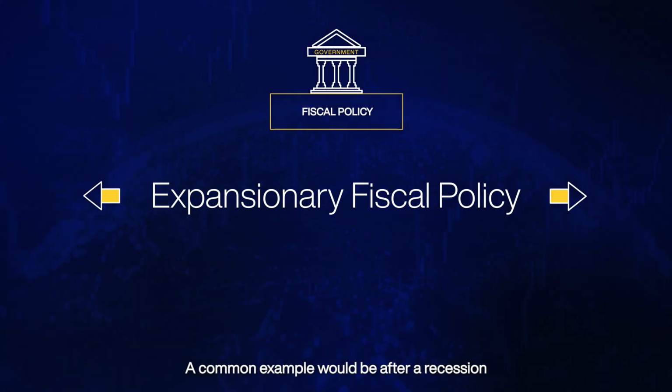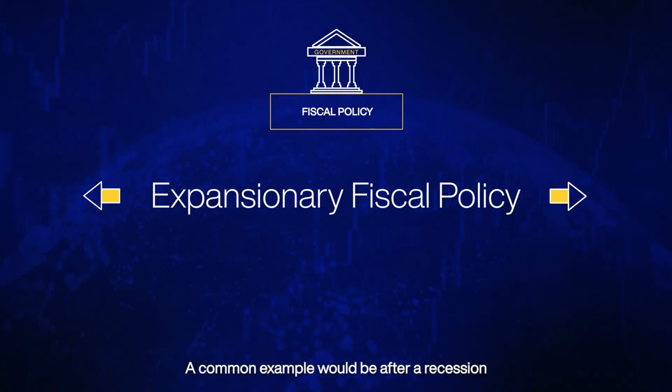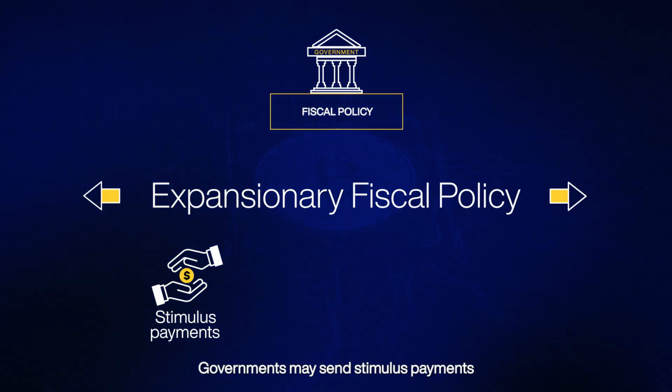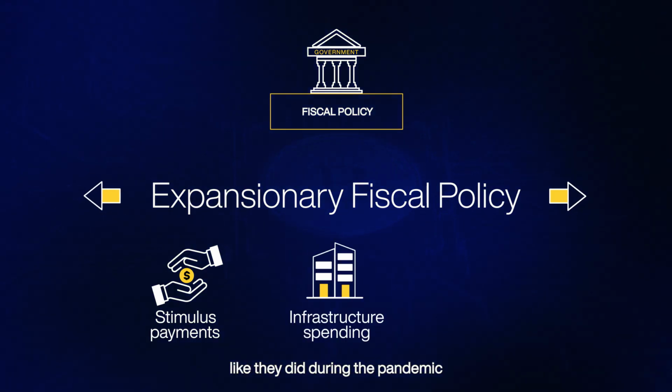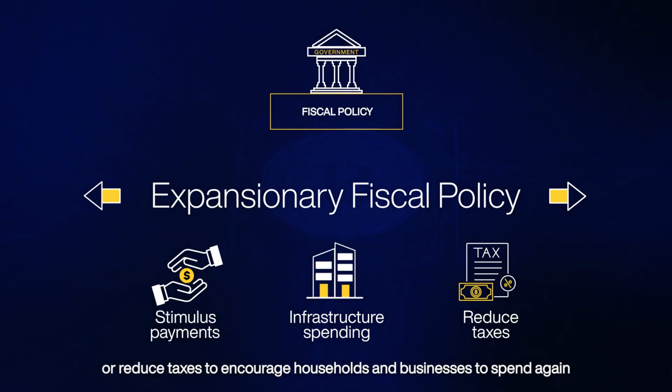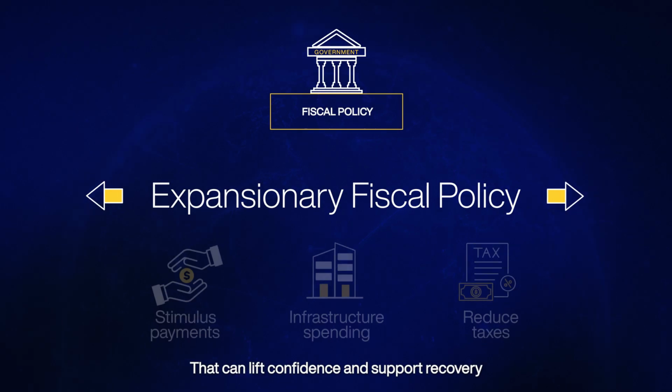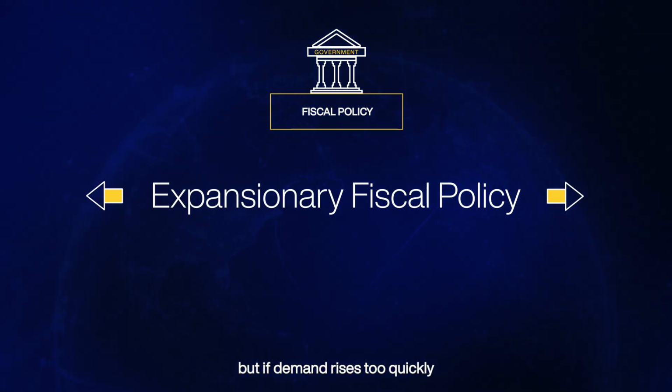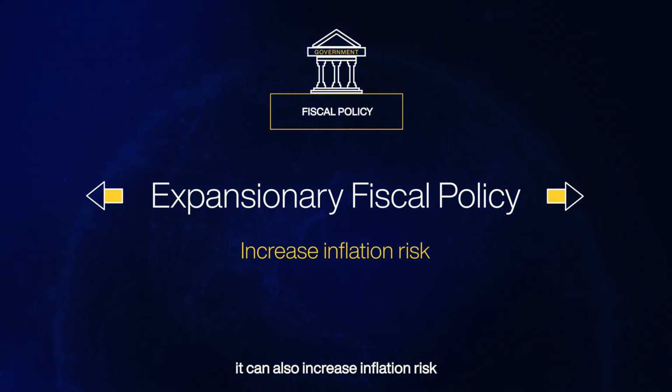A common example would be after a recession. Governments may send stimulus payments like they did during the pandemic, launch infrastructure spending, or reduce taxes to encourage households and businesses to spend again. That can lift confidence and support recovery, but if demand rises too quickly, it can also increase inflation risk.